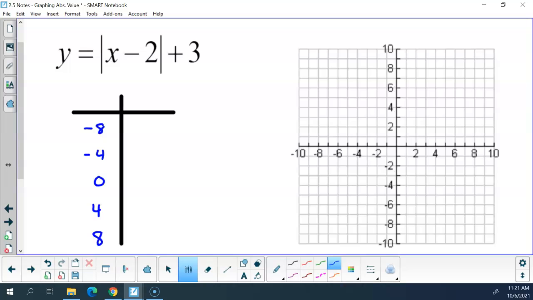Okay. Now what we've got to do is plug those values in. Negative 8 minus 2, absolute value, plus 3. Do we agree with 13? Yeah. Okay. So this is 13. So I'd go to the point negative 8, and then I'd go left from the origin, left 8 and up 13. Puts me up there.